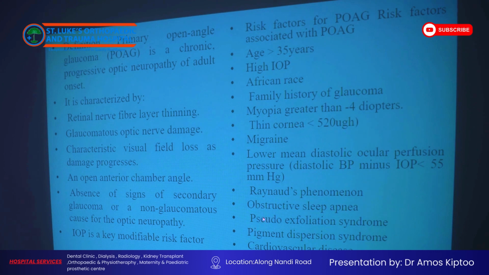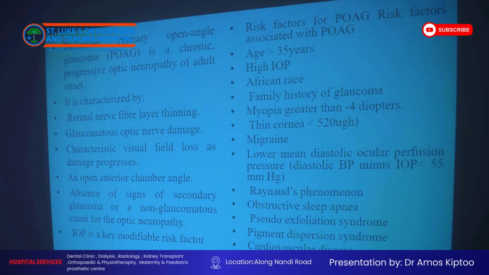Something to mention is a patient who has diabetes. Diabetes is associated with a glaucoma called neovascular glaucoma that damages the optic nerve. A patient with other conditions of the cardiovascular system, that is the heart conditions, have high risk of developing primary open angle glaucoma. What do you do?